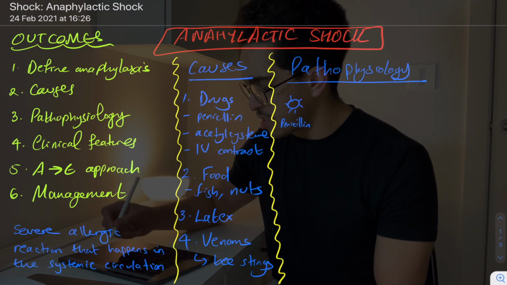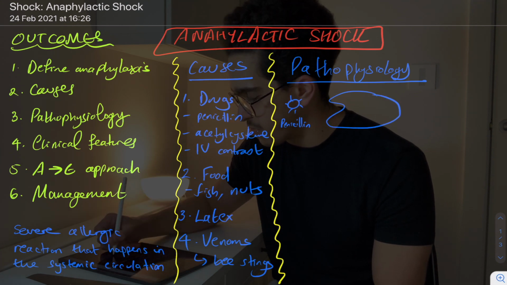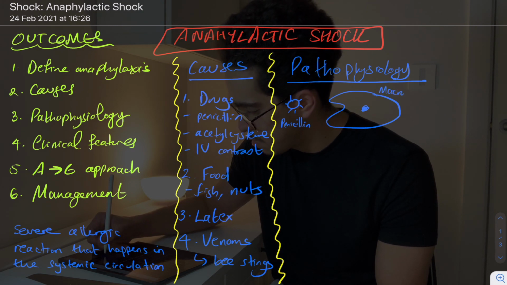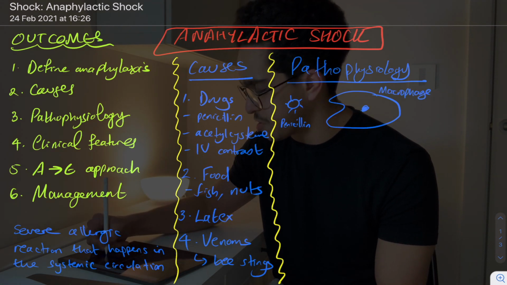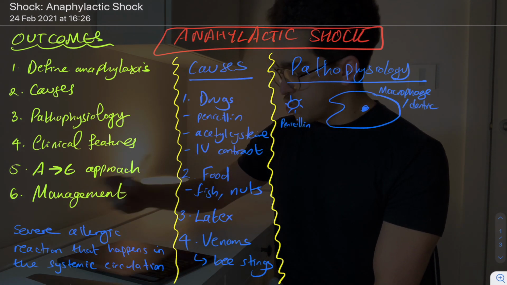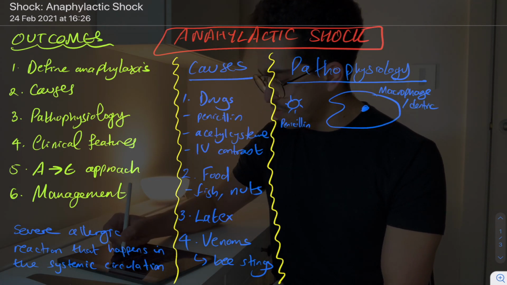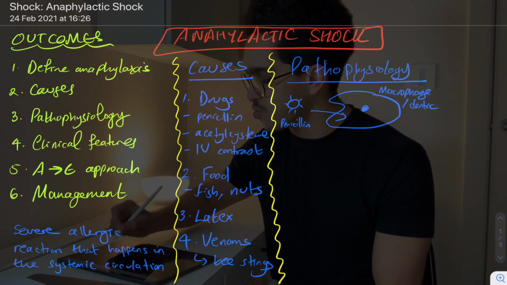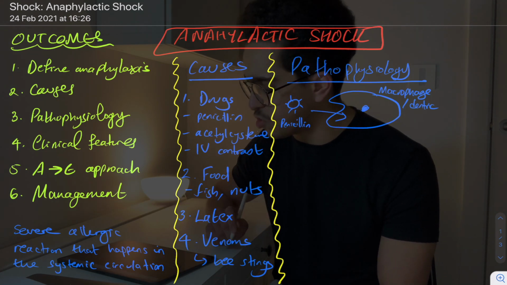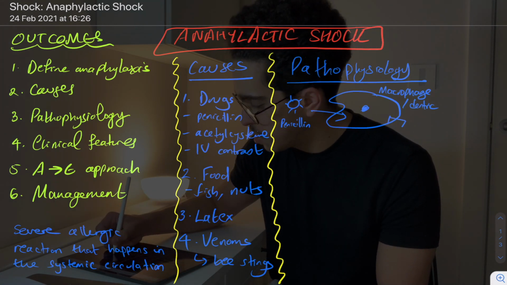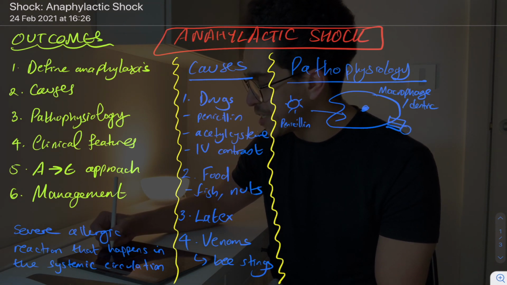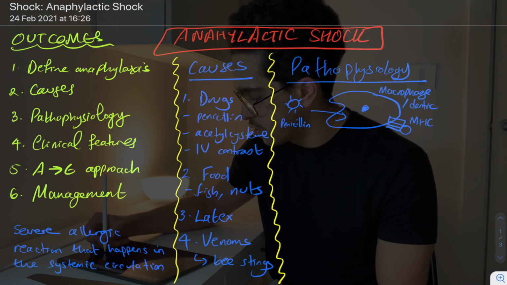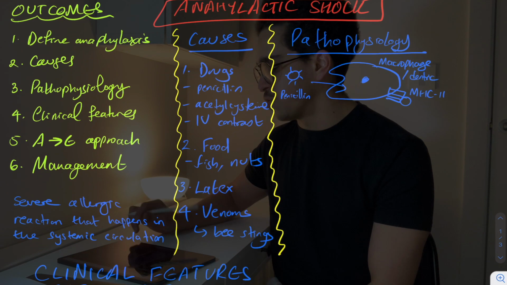When it enters the systemic circulation, it gets recognized by a specific type of immune cell. What immune cell is this? This is a macrophage. And it also could be a dendritic cell. So this macrophage is going to come and engulf this allergen. The allergen is going to come inside, and the macrophage is going to process the allergen. And what is it going to do with the allergen? It's going to put the allergen on its major histocompatibility complex type 2, or MHC2 complex.